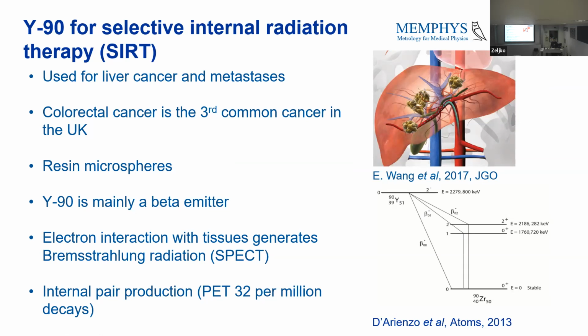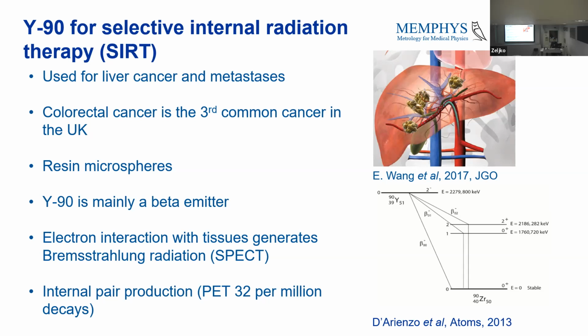Now, thanks to this radiation, we can acquire SPECT data. However, it is not standard SPECT data because it is characterized by a very wide energy spectrum. And so this makes it really challenging to do attenuation correction, scatter correction, but also detector response modeling.